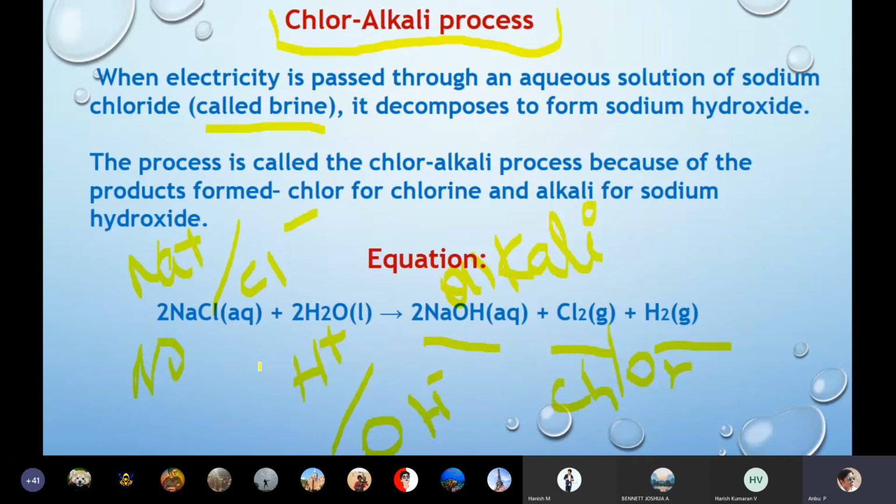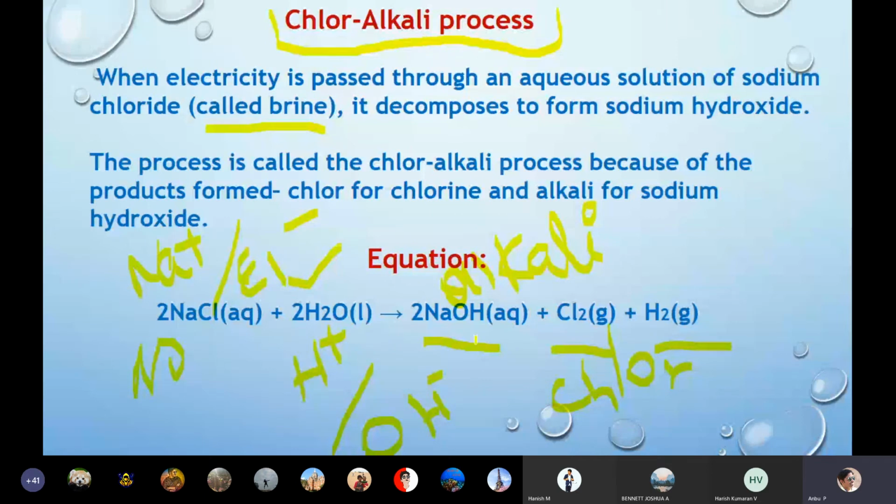And Cl minus will combine to form Cl2, chlorine gas. Since chlorine is a negative charge, it can be collected near the anode, and H plus will be collected at the cathode, and NaOH will be left in the solution itself. Maybe in the next slides I will explain it with the diagram. Okay, so this is for the chlor-alkali process. You can just look at the diagram.